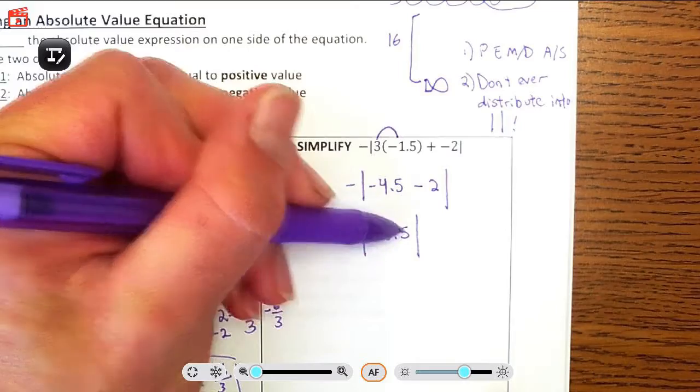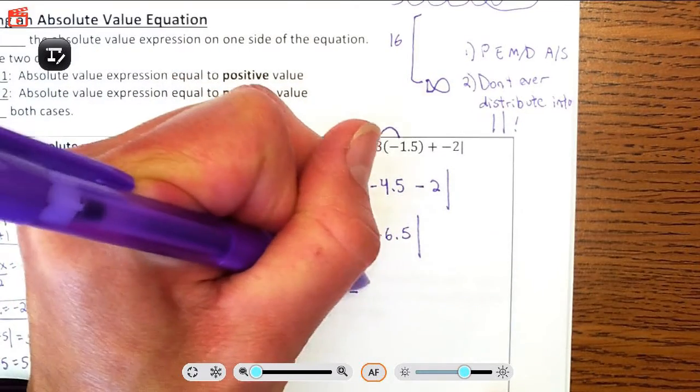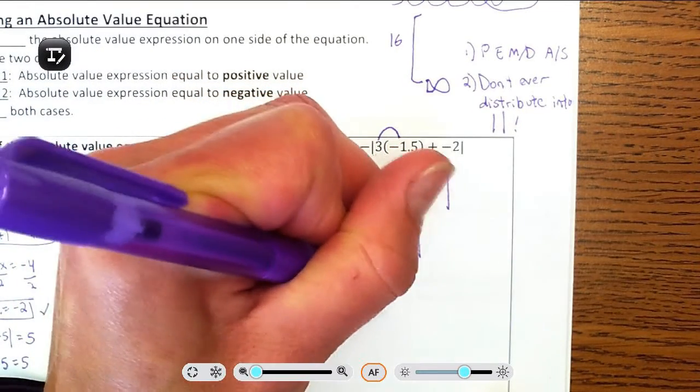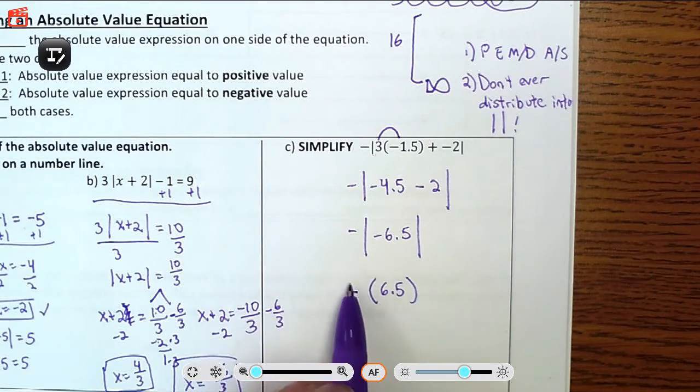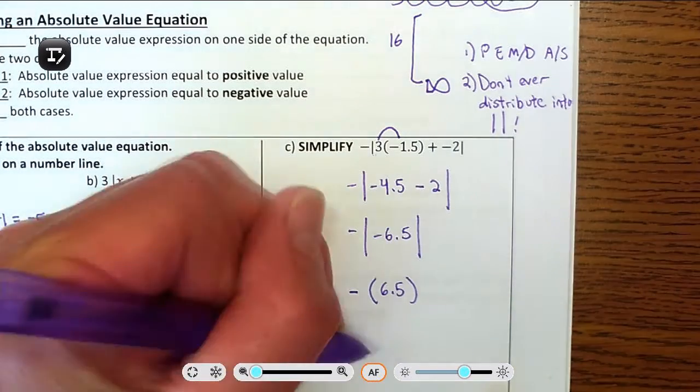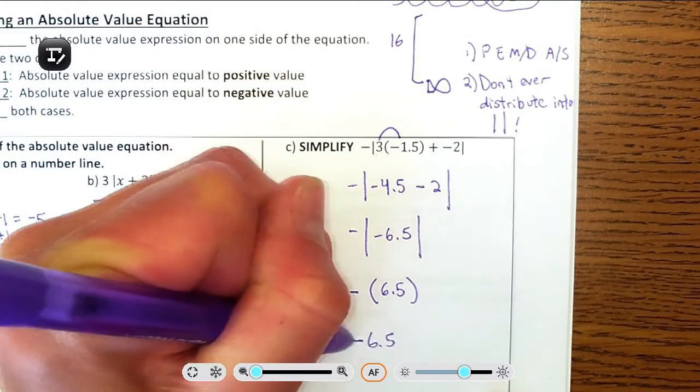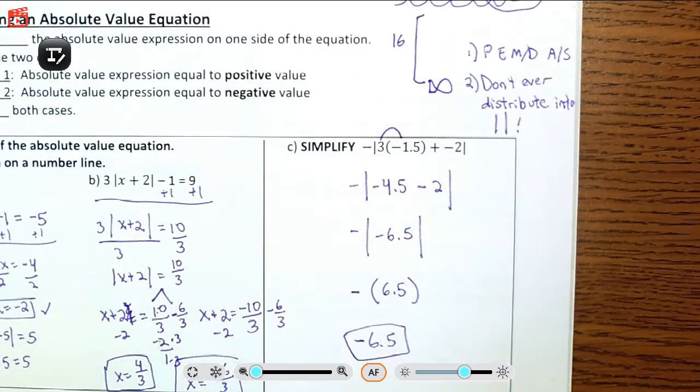Now take the absolute value of negative 6.5, which is positive 6.5, but that negative is still with us. Negative 6.5 is our final answer. All right.